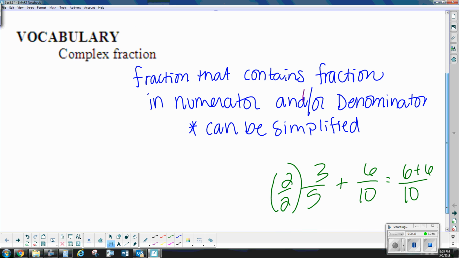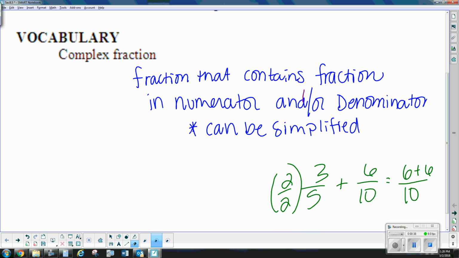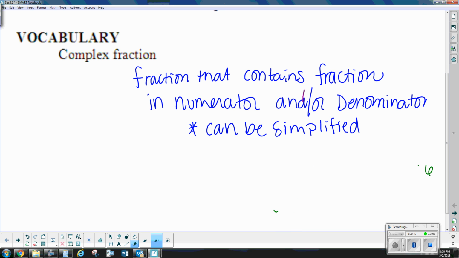You can always simplify complex fractions, because a complex fraction can always be simplified to a simple fraction where you have a polynomial in the numerator and a polynomial in the denominator.